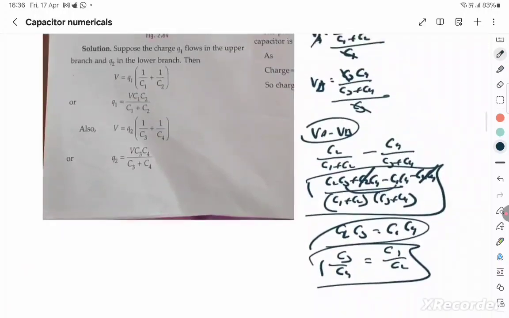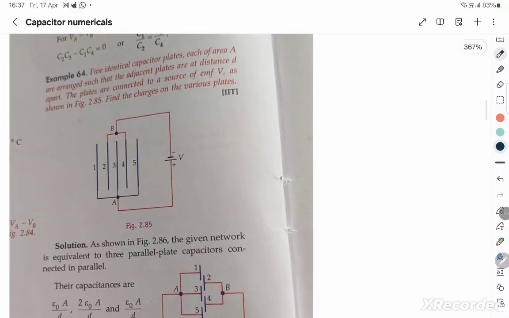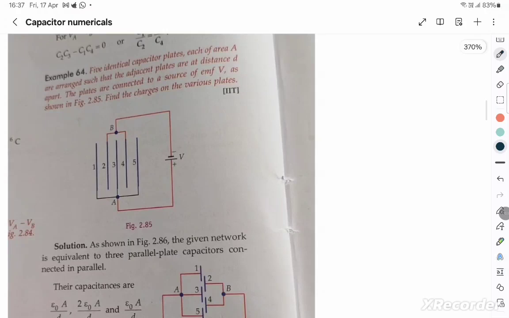Sum number 64, I'll search for the sum. So sum number 64 is here. Five identical capacitors, each of area A, are arranged with adjacent plates. Okay, you can read the question for yourself.